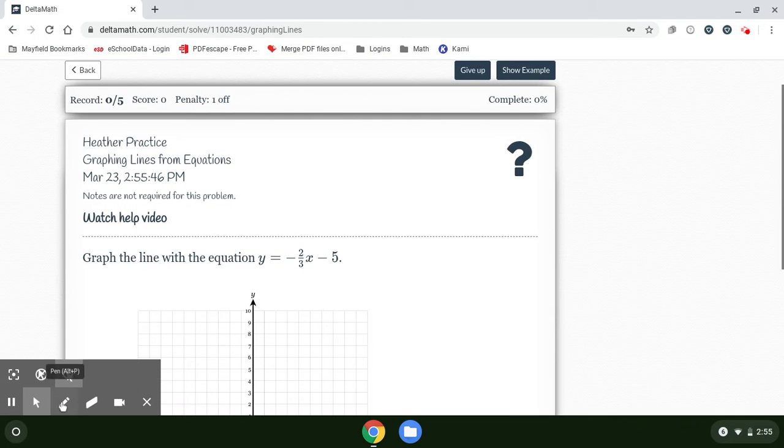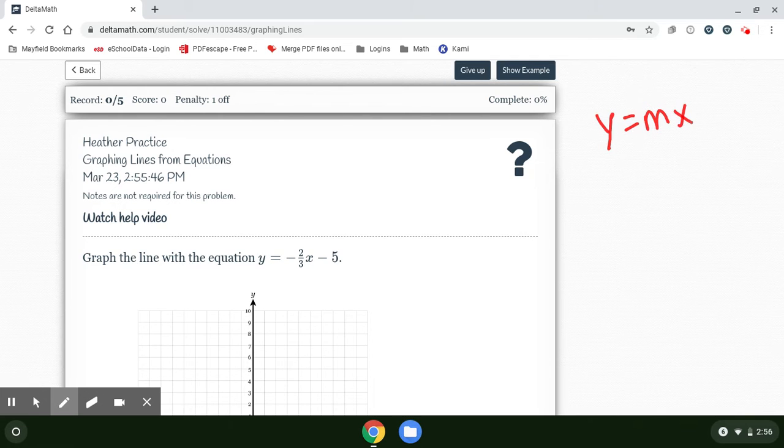One of the things that you have to remember, which is going to be important during this whole unit, is don't forget that y equals mx plus b. And when we're doing y equals mx plus b, you have to remember that m is your slope and b is your y-intercept.